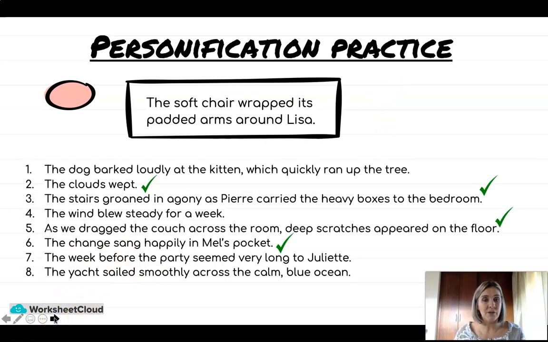Right, there we go. The dog barked loudly at the kitten, which quickly ran up the tree. That's just a normal sentence. A dog can bark loudly, and a kitten can quickly run up a tree. Nothing to do with personification.